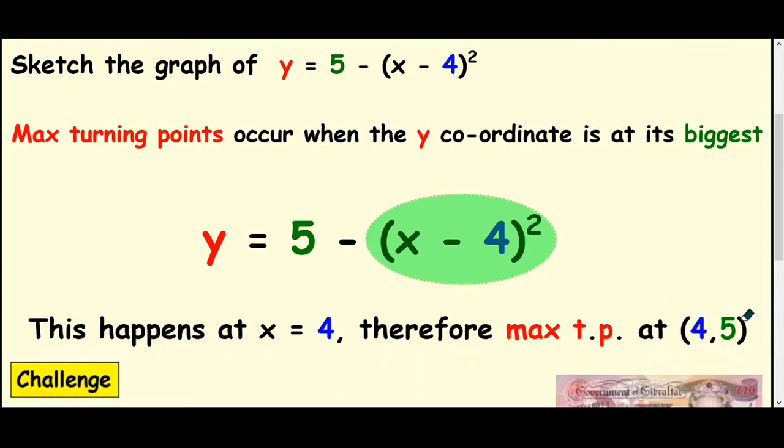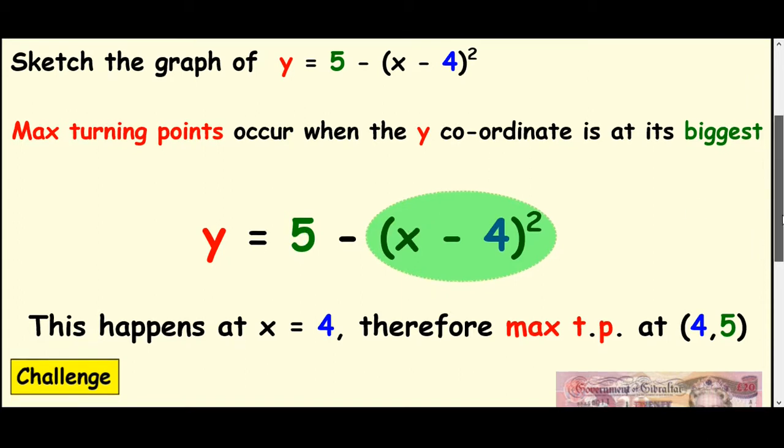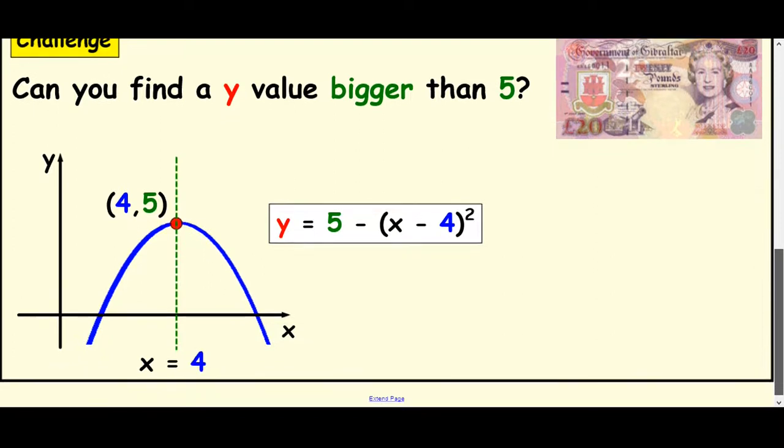Okay, so that's very similar to before. I create the x value that makes it smallest in this kind of green oval, and then this is your y value, because that's what you're taking away, 0 basically. Now if you were to draw it, it would look like this. There's the turning point at 4, 5. There's your axis of symmetry at x equals 4.